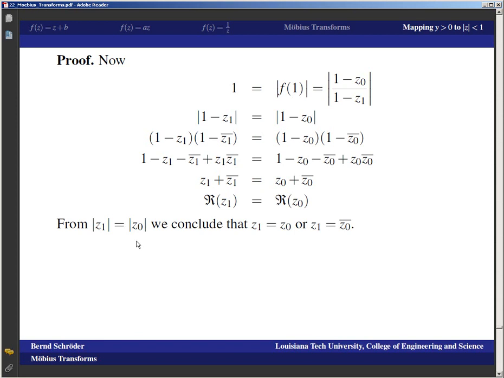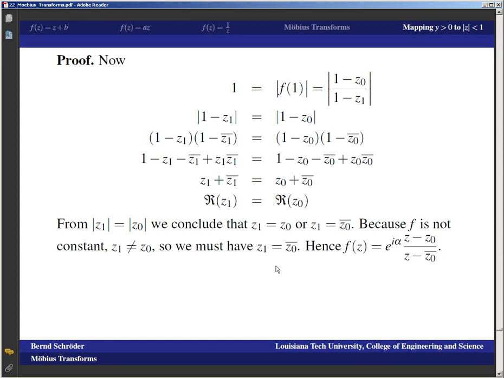And because they have the same absolute value, well, if two complex numbers have the same absolute value and the same real parts, then the squares of the imaginary parts must be equal to each other, which means the imaginary parts must be either equal or negatives of each other. That means we either have that z1 is equal to z0 or z1 is equal to z0 bar. And f is not constant, which means that z1 cannot be equal to z0, which means that z1 must be equal to z0 bar. And that means that f of z is e to the i alpha times z minus z0 over z minus z0 bar.